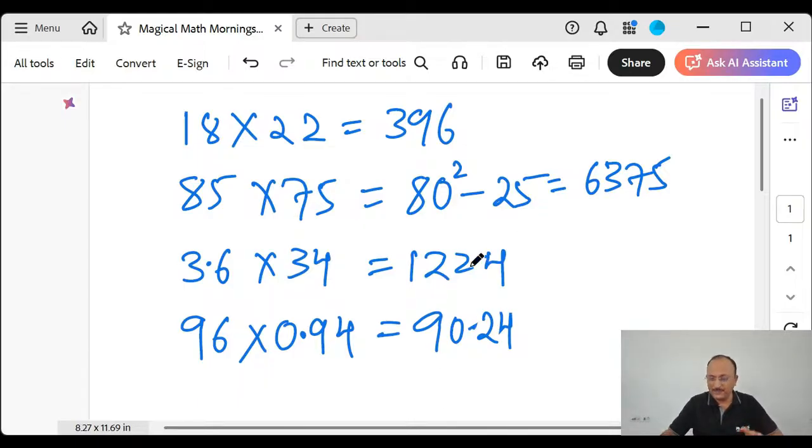So, quickly recapping what we are going to do. When the difference is 2, you find the square of the middle number and subtract 1. When the difference is 4, we find the square of the mid number and subtract 4. When the difference is 6, we subtract 9. Difference is 10 means subtract 25. Always, the square of half the difference we subtract from the square of the mid number.